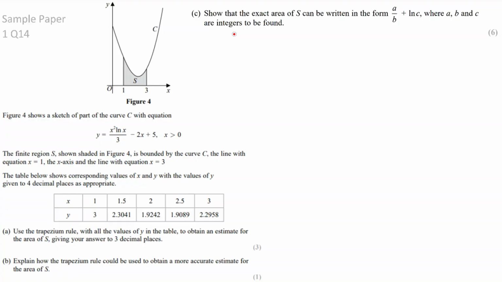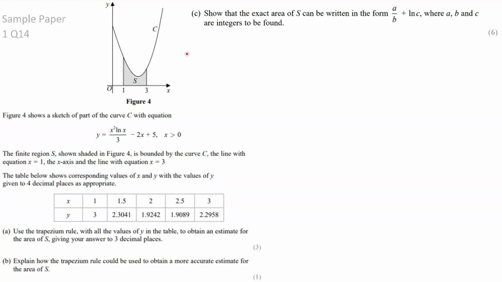So if you just say anything like that, increasing the number of trapeziums, that will get you the mark. Okay, and then for part C, we need to find the exact area of S, and we need to show it can be written in this format here. So S lies underneath this curve here with this equation, and it lies between x is equal to 1 and x is equal to 3.